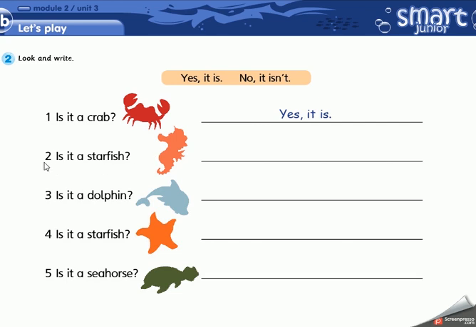What about number two? Number two, is it a starfish? What do you think? Yes, it is. No, it isn't. Write it down. Write it here. Is it a starfish? No, it isn't. Now let's write no, it isn't. No, it's not a starfish.